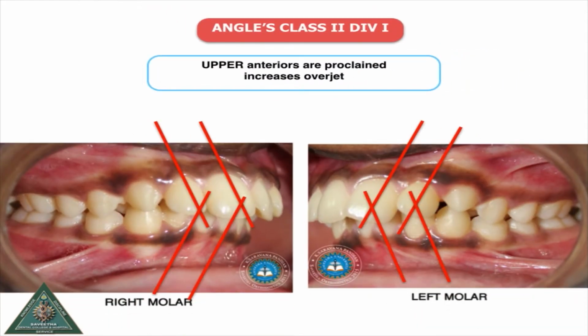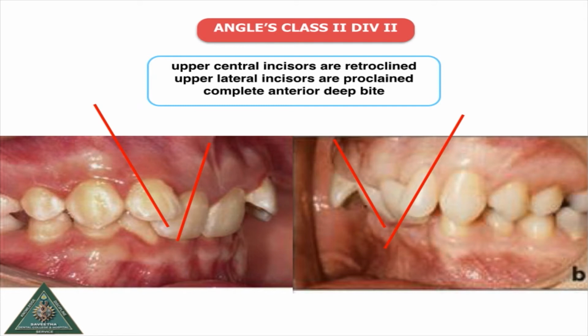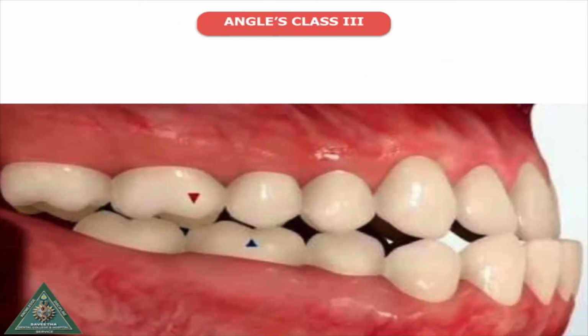Angle's Class 2 Division 1. There is a Class 2 molar relationship with proclined upper anteriors with increased overjet. Angle's Class 2 Division 2. The upper central incisors are retroclined, upper lateral incisors are proclined. There is a complete deep bite with a Class 2 molar relationship. Angle's Class 3 malocclusion. The mesiobuccal cusp of the upper first molar falls between the interdental space of the lower first and second molar.